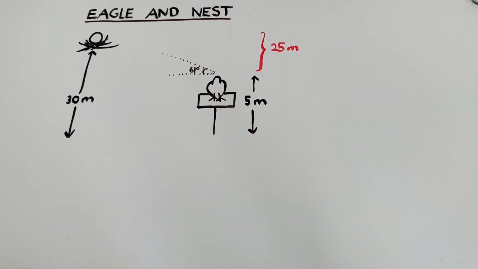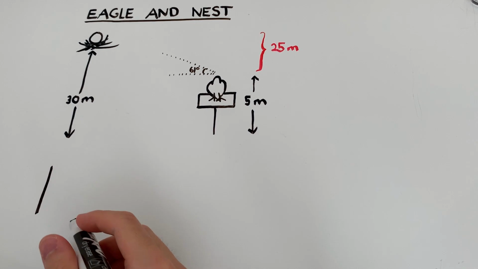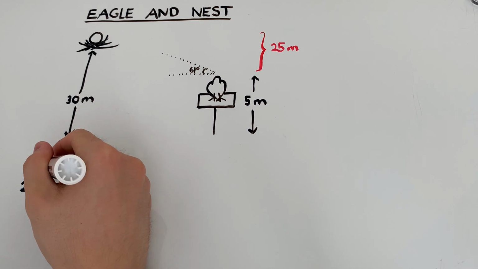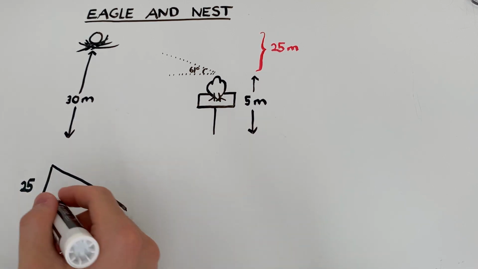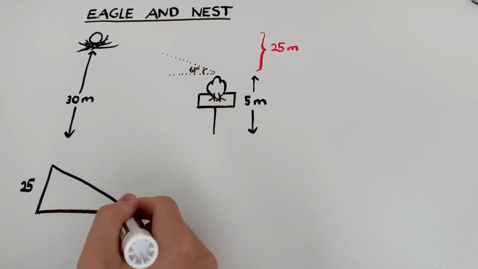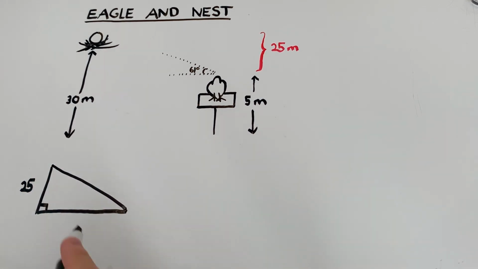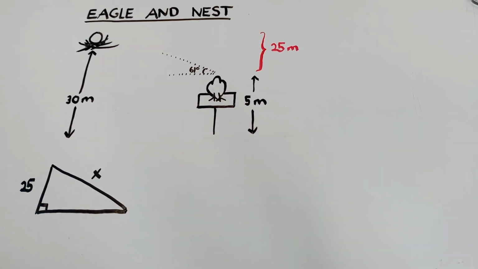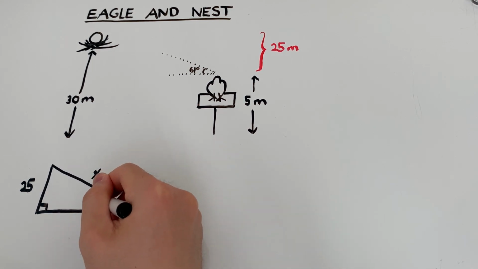Now it's time to draw our triangle. So we have the vertical distance of 25 meters. The direct distance from the nest to the eagle, and then we have the horizontal distance. Now since we're trying to find the distance from the nest to the eagle, let's just call that distance x. And the eagle is looking up at an angle of 61 degrees.